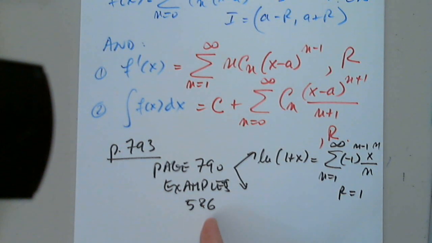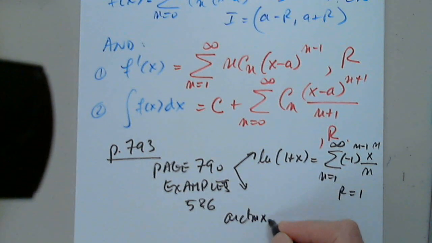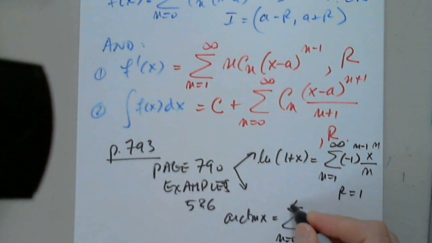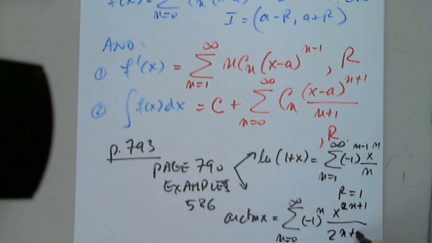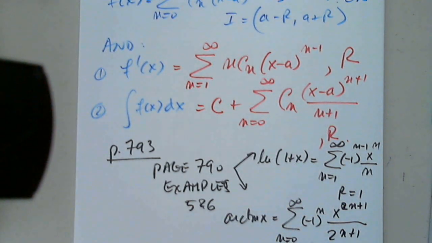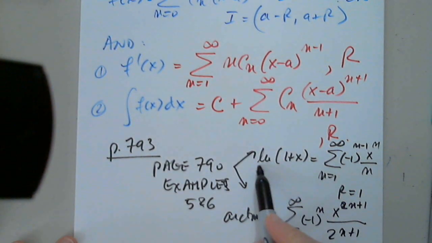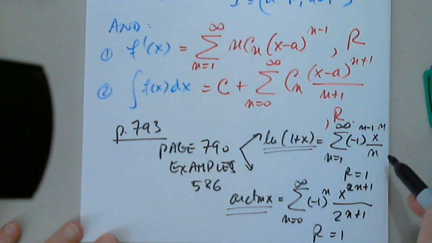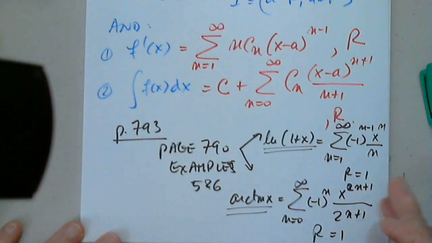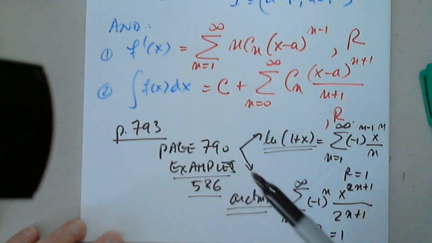And the one from example 6, that is arc tangent x or tangent inverse, which is the sum from n equals 0 to infinity of negative 1 to the power n, times x to the 2n plus 1 divided by 2n plus 1, and the radius of convergence is still 1. So please look at these two proofs in case you need to see how we got these two results. And they are in examples 5 and 6, page 790.